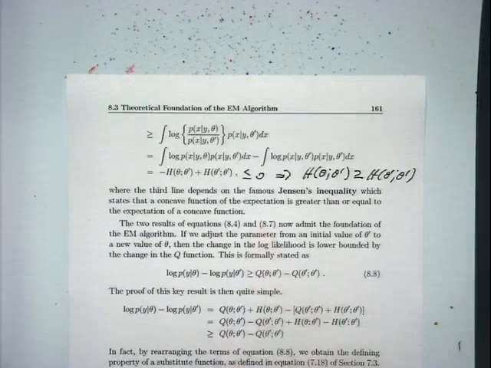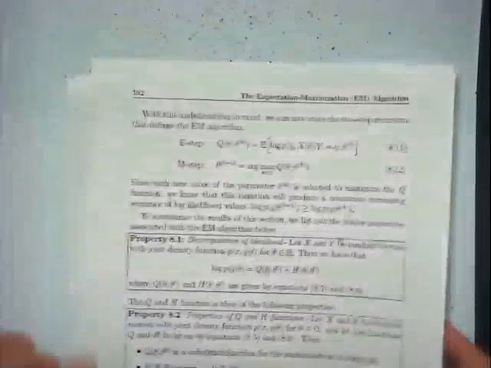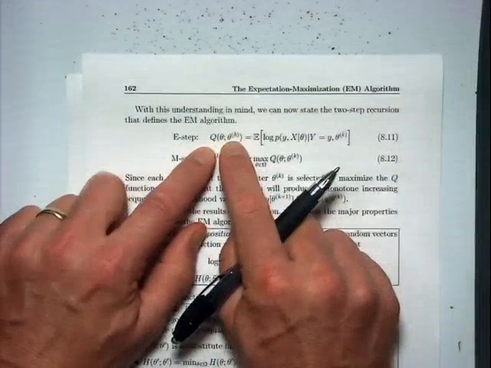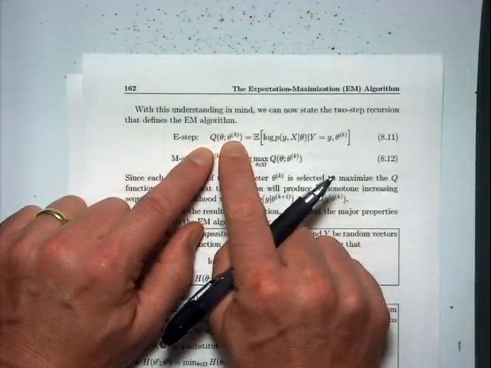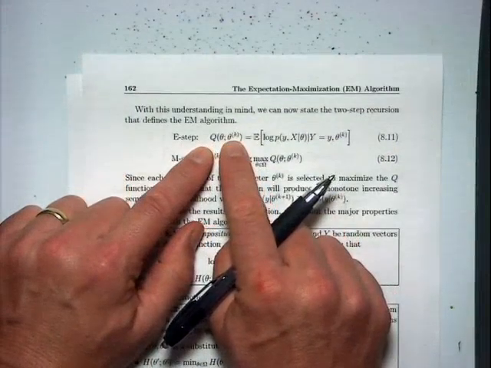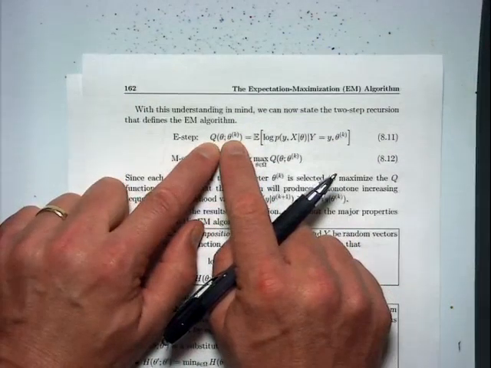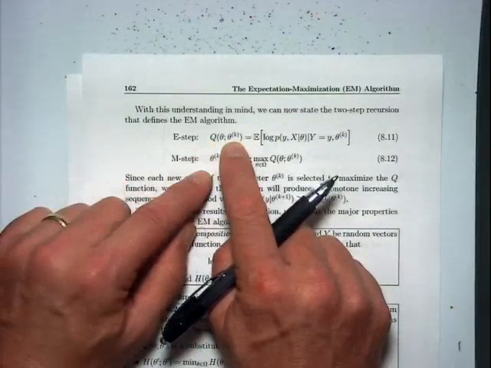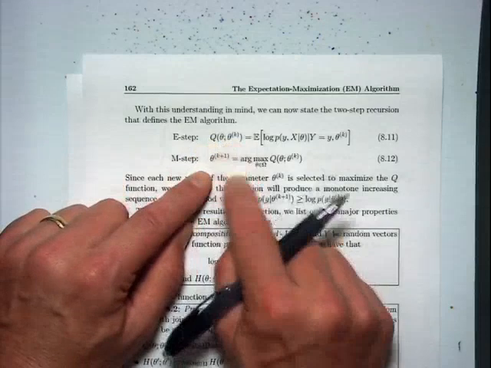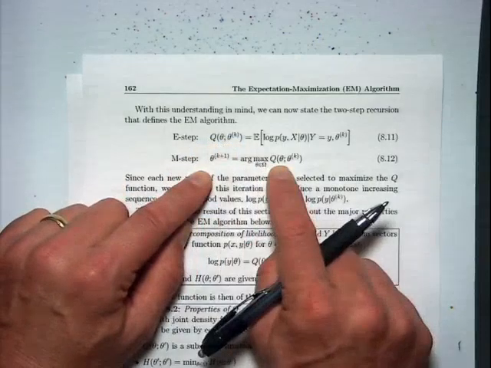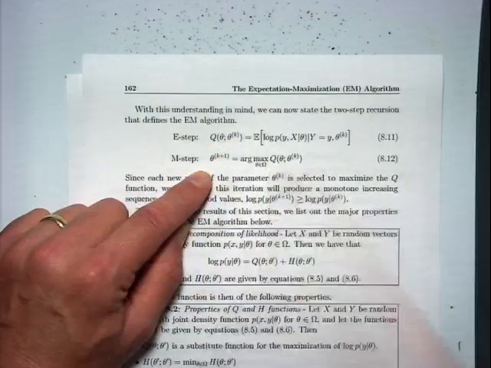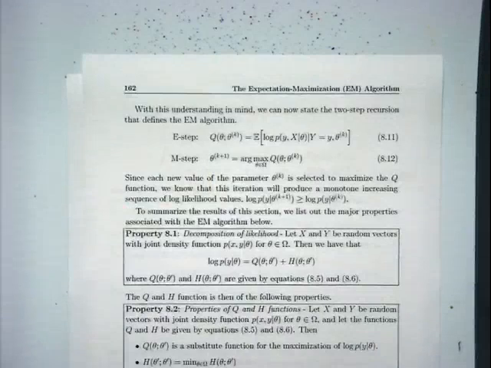What is the meaning of theta prime? That's a very good point. What the meaning of theta prime is that if theta prime is our current value of a parameter, we can improve the estimate of the parameter by calculating the Q function at theta prime and then maximizing with respect to theta. So theta prime is the point of local approximation.